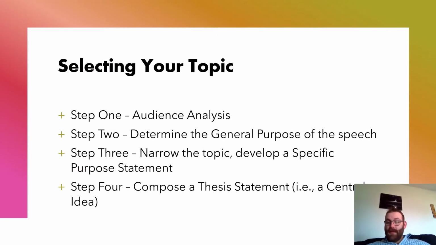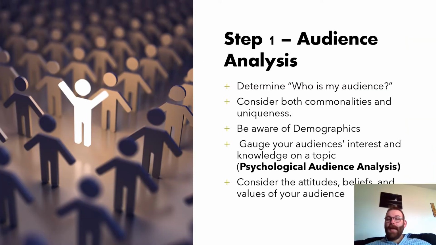So how do you select your topic? There's 4 main steps that we're going to go over. Step 1, gain a little bit of information about your audience. Determine who your audience is. Consider commonalities and uniquenesses. You know, in this class, commonalities are we're all in the same class together, so you can use that. Try to be aware of particular demographics.